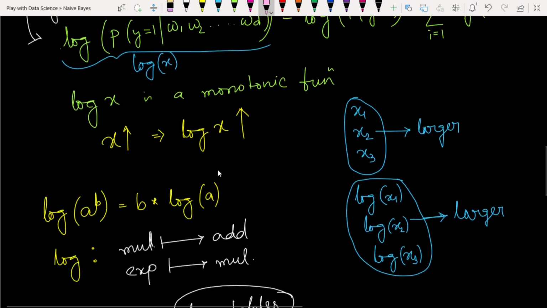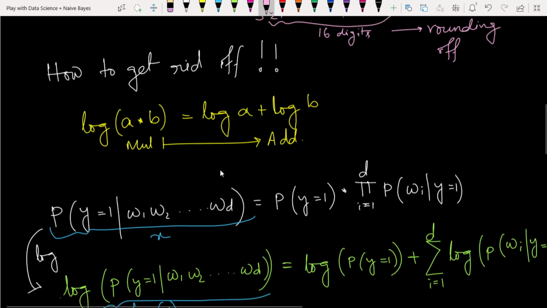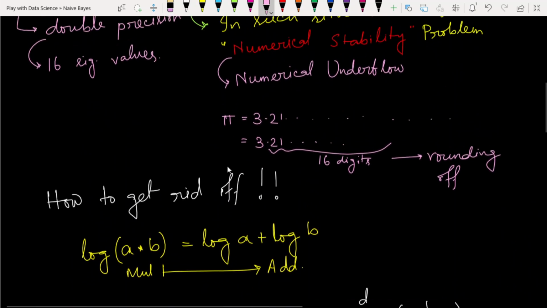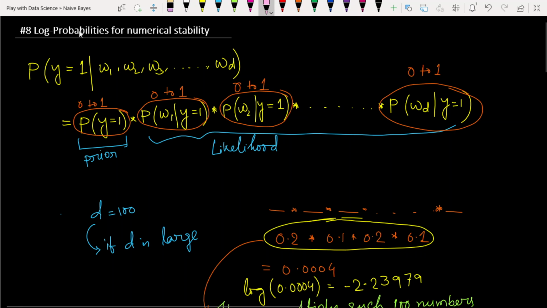I think every calculation and concept about the Naïve Bayes theorem is now clear.